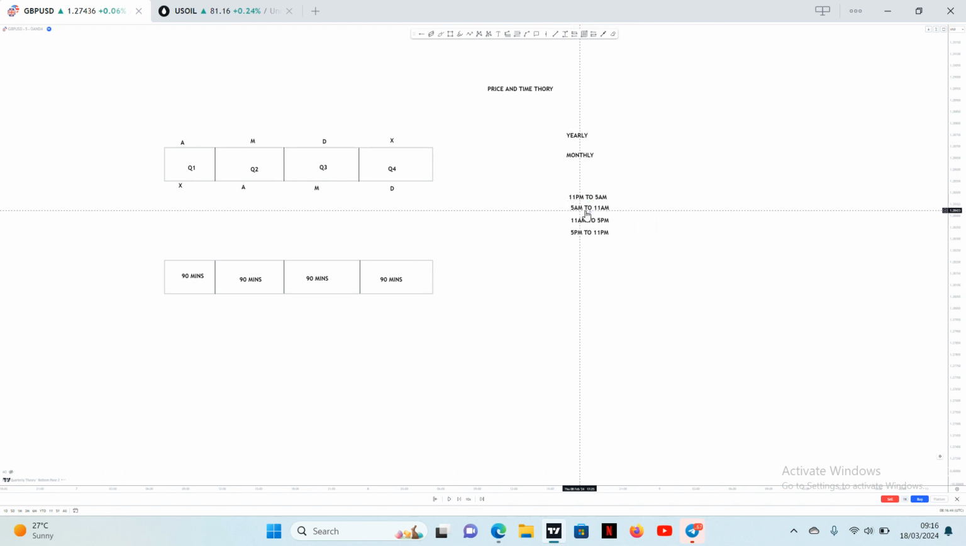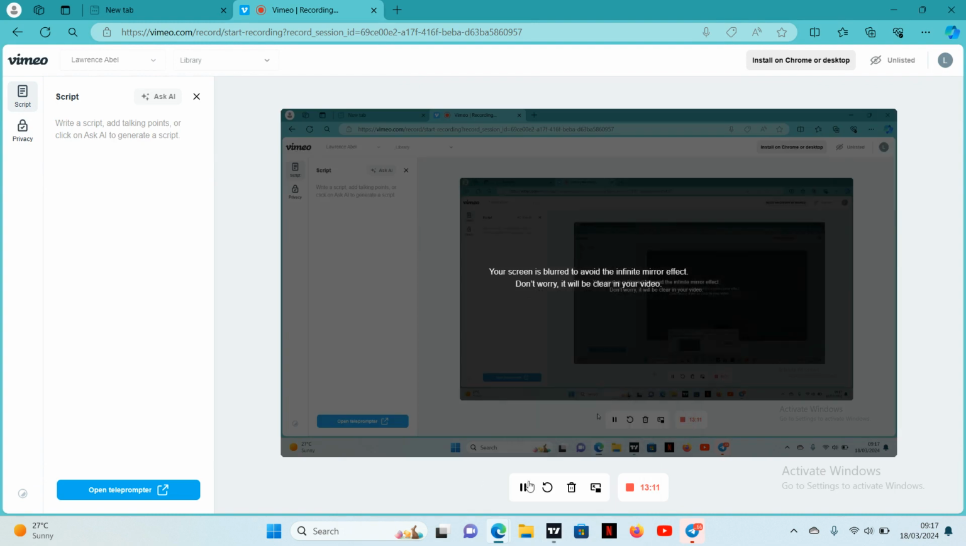The same thing in London. The first quarter of the London session, which is quarter two, starts from 5 a.m. to 6:30 a.m. London time. Now the second quarter starts from that 6:30 a.m. to 8 a.m. Now that second quarter, 6:30 a.m., is the true opening price of London.